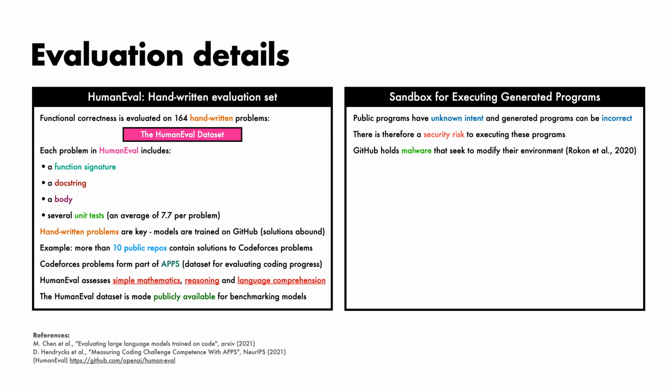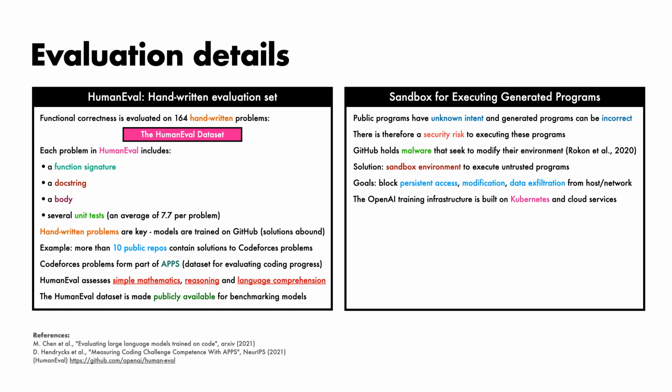To address this challenge, the Codex authors develop a sandbox environment, the goal of which is to safely execute untrusted programs in order to compare their output against unit tests. The goals of this sandbox are to block persistent access, prevent modification, and stop data exfiltration on hosts and networks. Since the OpenAI training infrastructure is built on Kubernetes and various cloud services, the sandbox was designed with the aim of addressing limitations in these environments while still following their conventions.